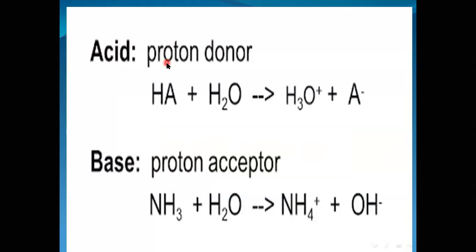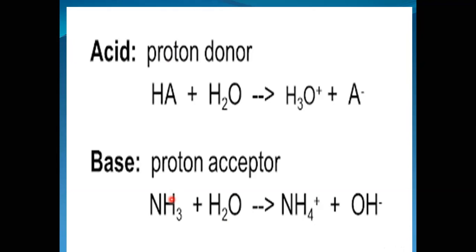Here you can compare the definitions of acid and base, or exactly, alkali. Acid is a proton donor. In this equation, HA gives hydrogen to H2O. So HA is acid. Base is a proton acceptor. So we can say NH3 is a base or NH3 is alkali. Why? Because it accepts a proton, or accepts hydrogen positive.